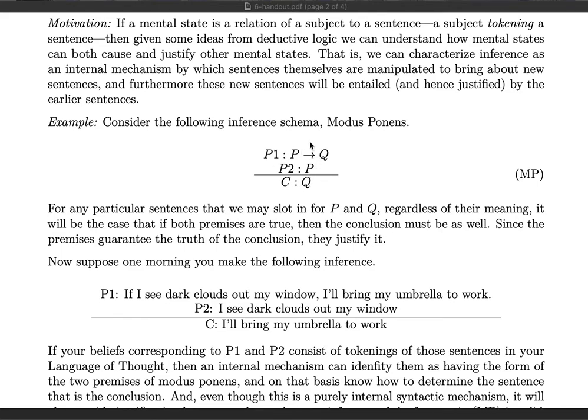So this schema of modus ponens, or this form of argument, is such that if you put in any particular sentences with any meaning whatsoever for P and Q, if the premises are true, then the conclusion has to be. And that's what it means to say that this is a valid type of inference. And note that since these premises guarantee the truth of their conclusion, the premises will justify their conclusion. Okay, these premises provide an adequate basis or reason for accepting the conclusion. So here is an instance of this kind of reasoning.